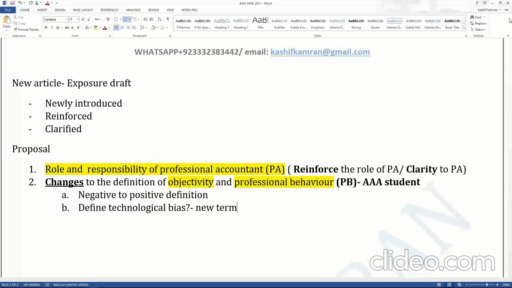If you just give me 1 minute, if I can put the definition in front of you for a technological bias. Just 1 minute, right? So you can understand it in a more proper manner. Okay, just let me put it with you. Just 1 minute. Okay, I hope you can see the screen back, right?